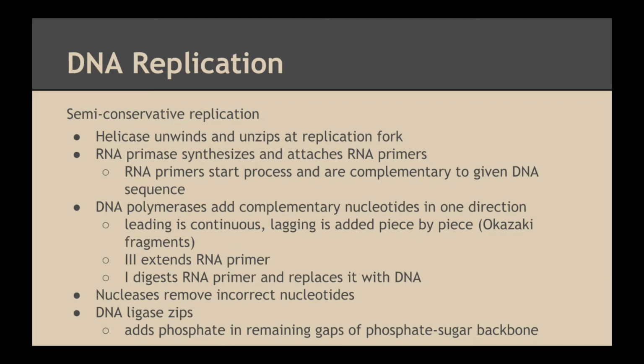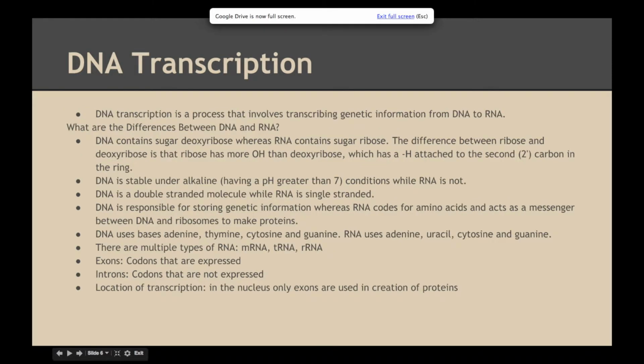DNA polymerase III extends the RNA primer, while DNA polymerase I digests the RNA primer and replaces it with DNA. The editors, nucleases, remove incorrect nucleotides when they are added. Finally, DNA ligase zips by adding phosphate in the remaining gaps of the phosphate sugar backbone. DNA transcription is a process that involves transcribing genetic information from DNA to RNA.